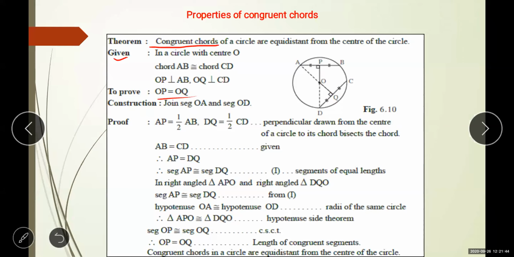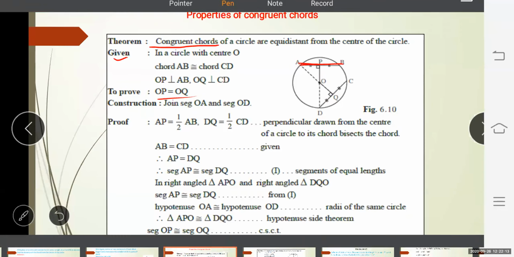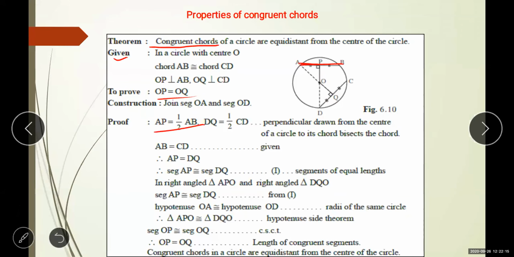Again, we will show this by using the triangles. So how will you make the triangles? If you join O to A and O to D, you will get two triangles. But at the same time, we know that we are going to use this AP, this triangle, and this one. So what things are there in a triangle? AP. And AP is half of the total AB. AP is half of AB.